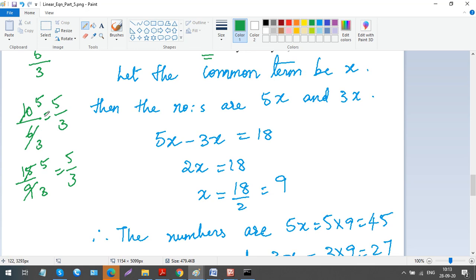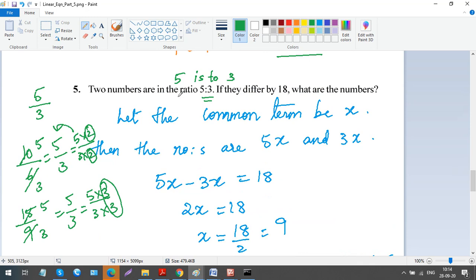Now if you look at the 10 over 6 case, you can actually write this as 5 into 2 and 3 into 2. The 2 was a common term which got cancelled and you ended up getting 5 over 3. In this case, it was 5 into 3 and 3 into 3. So 3 was the common thing, right? That's how you got 15 and 9. So 3 was the common thing which got cancelled. There is something common to both of the numbers which gets cancelled, and that's how you ended up getting a ratio of 5:3.